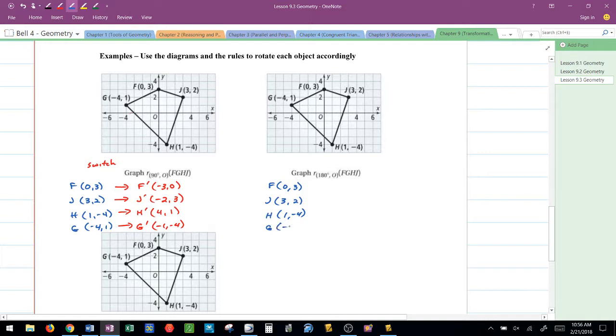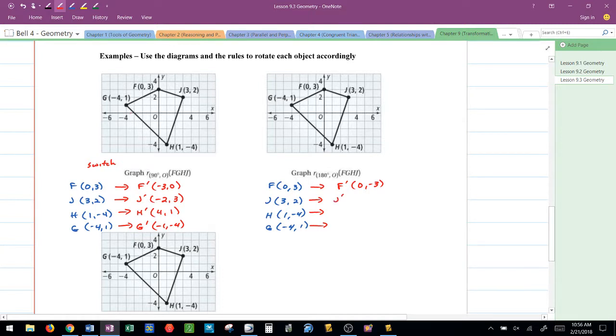And G is at negative 4, 1. This time I want to complete a rotation of 180 degrees. So F prime, how do I remember 180? 180 is opposite, opposite. All right? Or I know that 0, 3 is going to go down to the bottom part of the y-axis with 180 degrees. So this would be 0, negative 3.